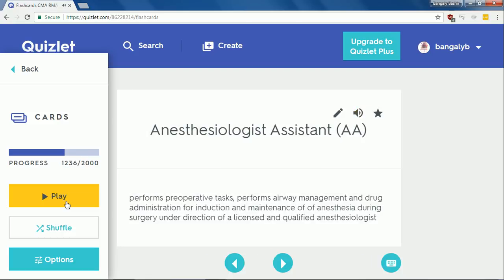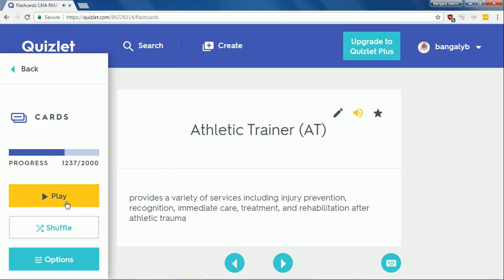Anesthesiologist assistant. Performs preoperative tasks, performs airway management and drug administration for induction and maintenance of anesthesia during surgery under direction of a licensed and qualified anesthesiologist. Athletic trainer. Provides a variety of services including injury prevention, recognition, immediate care, treatment, and rehabilitation after athletic trauma.